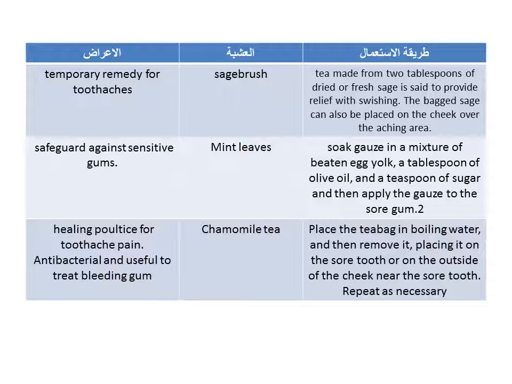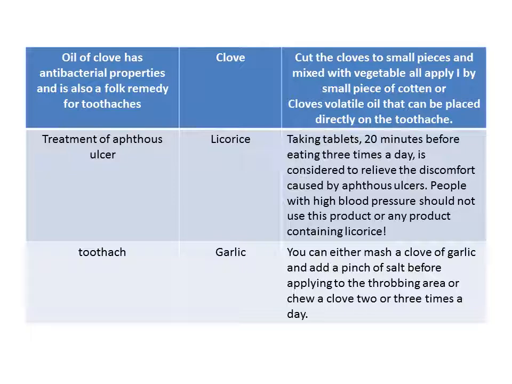Chamomile tea, we call it shai al-babunaj. It's also very good, it has an antibacterial activity and it can reduce the bleeding of bleeding gums. Make your tea and apply it on a sore tooth, or outside the cheek in a bag, on the area where you have the pain, and you can repeat it several times.